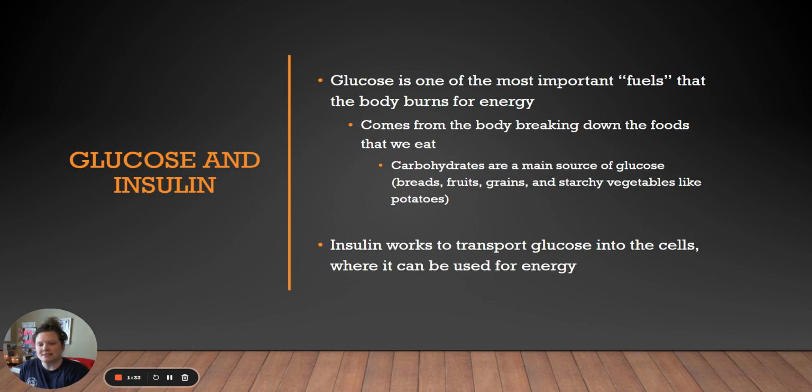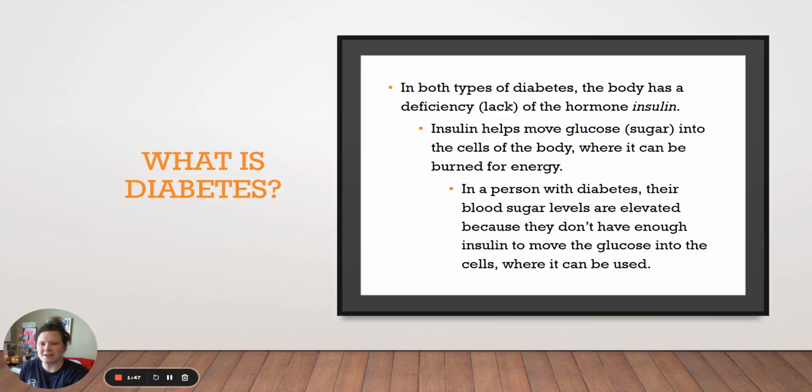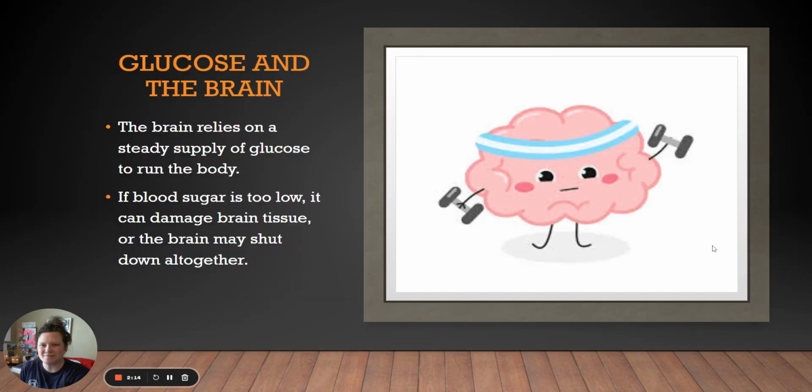The way that insulin works is insulin actually transports the glucose molecules into the cells so that the glucose can be burned for energy. You can think of insulin almost giving glucose a piggyback ride into the cells so that the glucose can be used to run your body. So in both types of diabetes, the body has a deficiency or lack of the hormone insulin. In a person with diabetes, their blood sugar levels are elevated because they don't have enough insulin to piggyback that glucose into their cells where they can actually use it for energy.